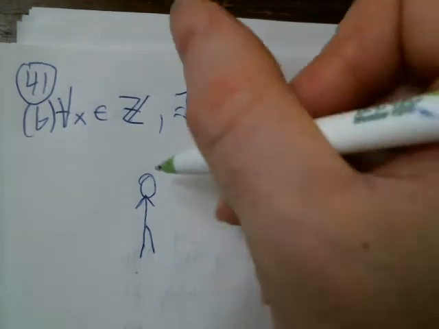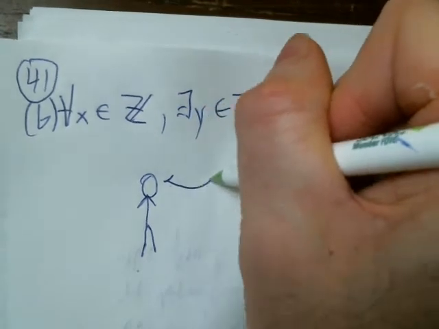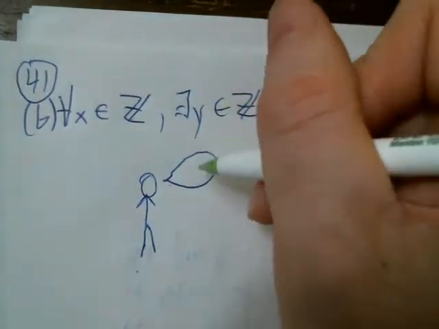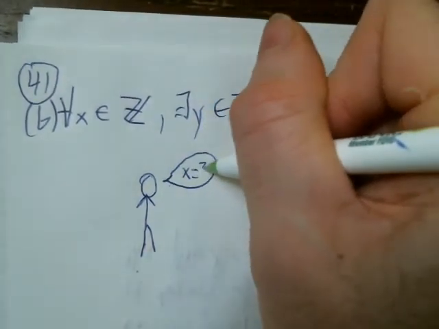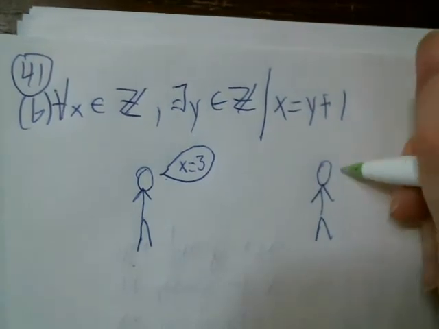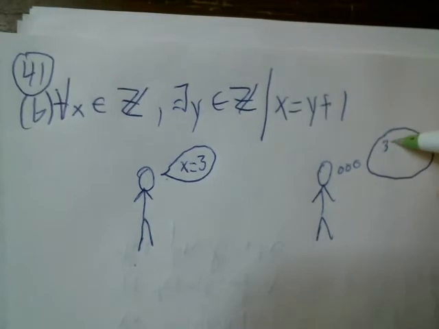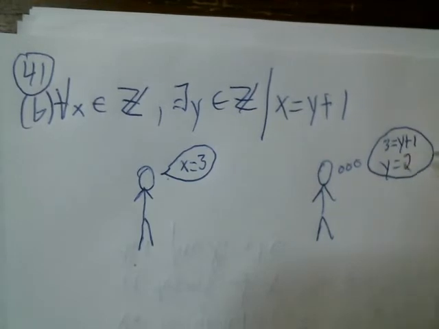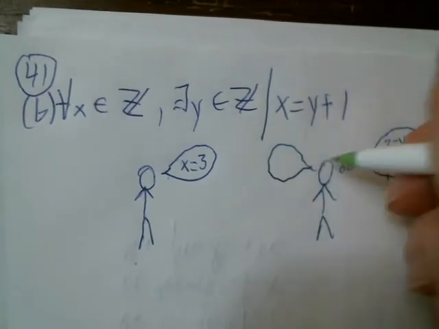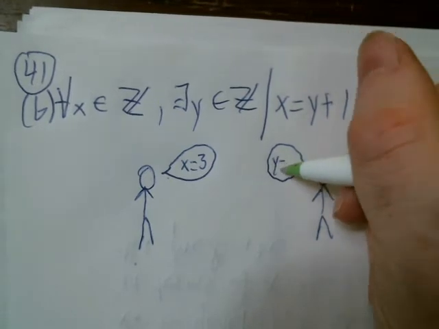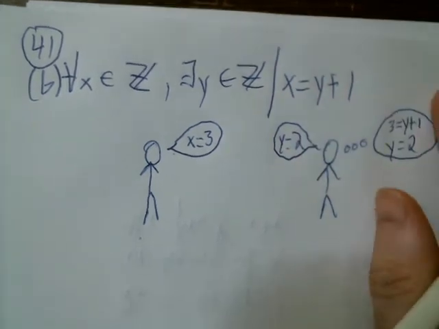So he walks into my office and says, hey, what about x equals 3? Okay, so I think in my brain, if x is equal to 3, then I have to solve for y, basically. So y is equal to 3 minus 1, which is 2. And I say, okay, y equals 2. That will work.